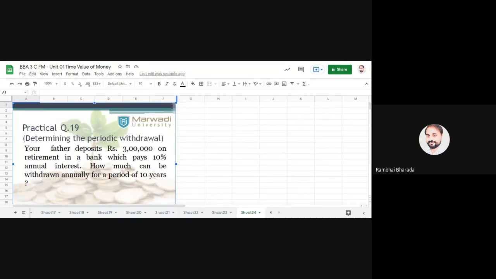Your father deposits rupees 3 lakh on retirement in a bank which pays 10% annual interest. Okay, how much can be withdrawn annually for a period of 10 years?